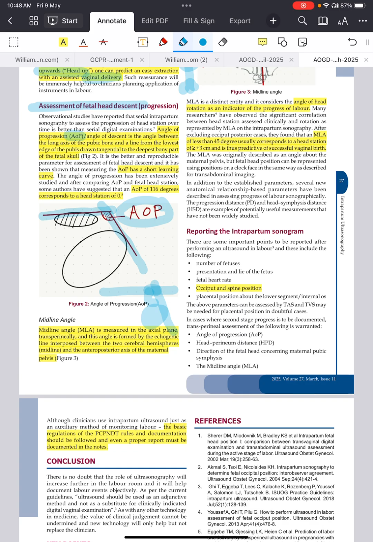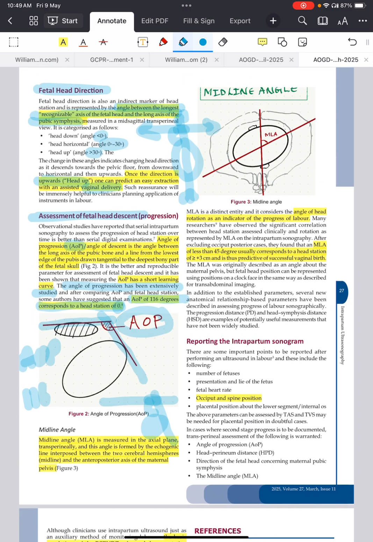This is a short learning curve. The angle of progression has been extensively studied, and it has been said that if the angle of progression is 116 degrees, it corresponds to the head being at station 0. So if the angle of progression is 116, the head is at 0 station.